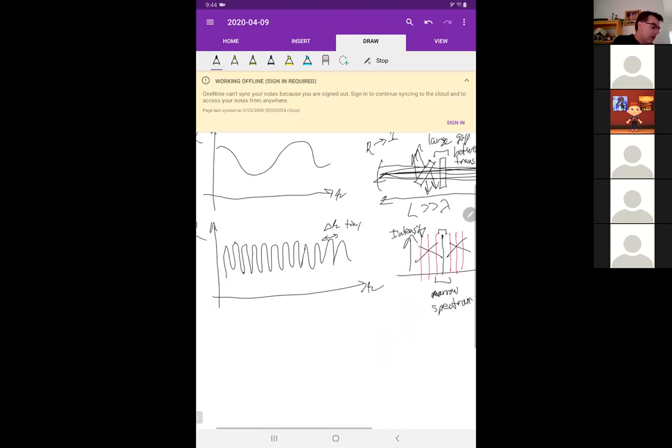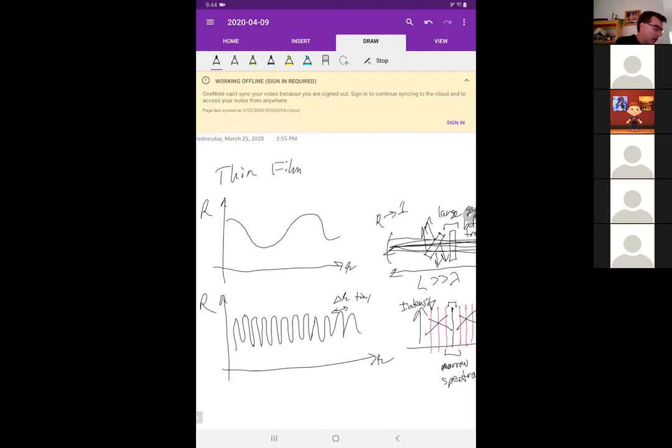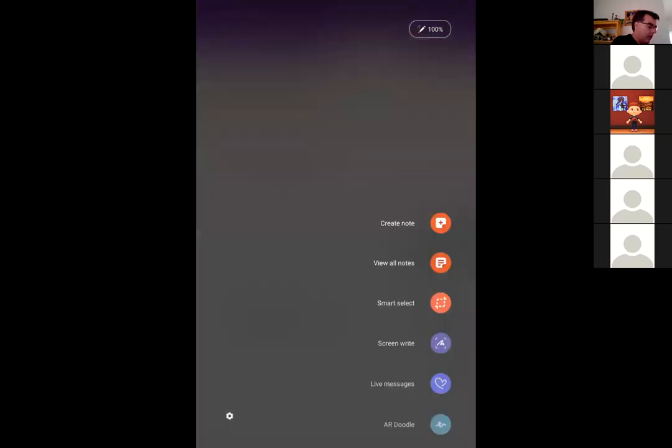Or think about it this way. If I imagine that, let's say that this is the reflection of the thin block in there, okay? And this is the large cavity.